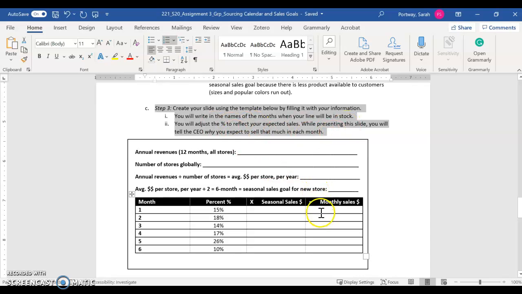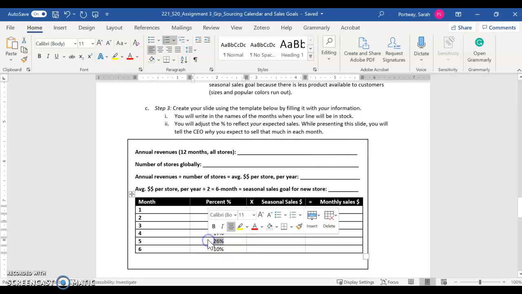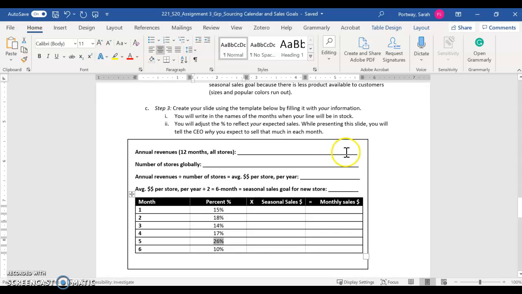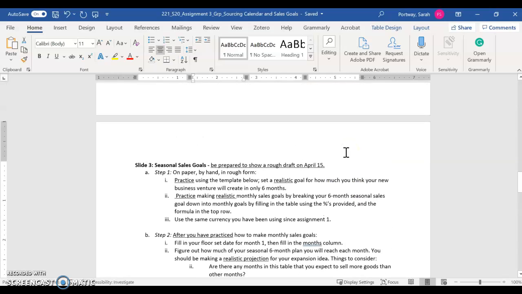And while you're presenting this slide, I mean, I can see this, right? So you don't have to go through every single month with me like I just did for you. You're going to tell me why you expect to see that much each month. So if there's a big spike right here, you're going to say that we expect to sell this much this month because there's this cool event happening in our area. Maybe you work for Under Armour, and you know there's Peloton down the street that does a big sale that week or something. So that's how you're going to complete slide 3.